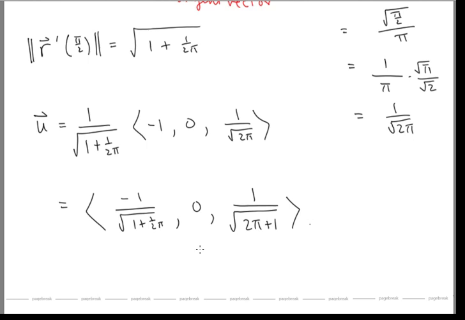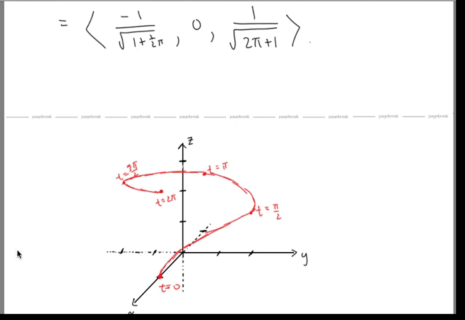So let's see what that looks like on our curve. So this is our unit tangent vector at the point when t is equal to pi over 2. So we know that in total the length of this vector is going to be 1. It's going back by negative 1 over radical 1 plus 1 over 2 pi. It doesn't change in the y direction, and it has a positive increase in z. So from this point, we're going back in the x direction and up in the z. And that's going to be our unit tangent vector.